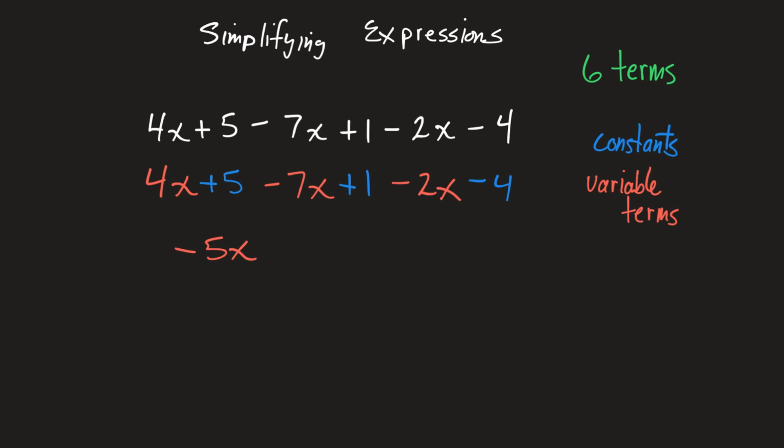Now, for the other one, we have 5 plus 1 is 6, and 6 minus 4 is 2. So we have 2. Now, since I said 2, that means it's going to be plus 2. And now, what we used to have as 6 terms, we now only have 2 terms. The first term is negative 5x, and the other term is plus 2, or positive 2. So this is said to be the final simplified answer. See, isn't that a lot simpler than this? And so that's what you do. Simplifying expressions.